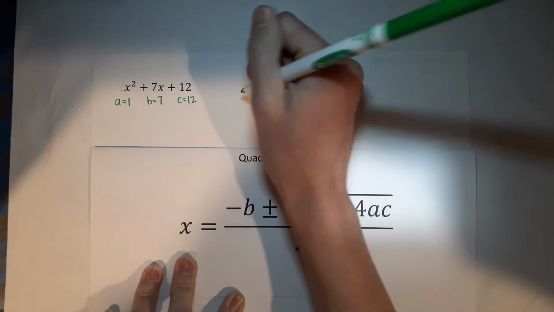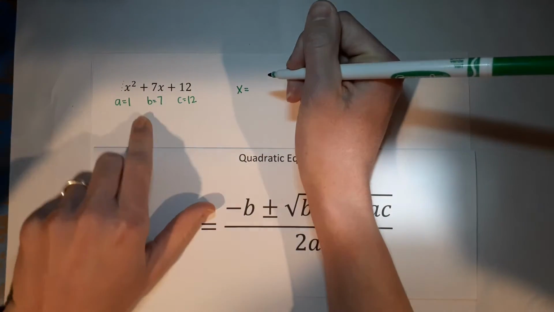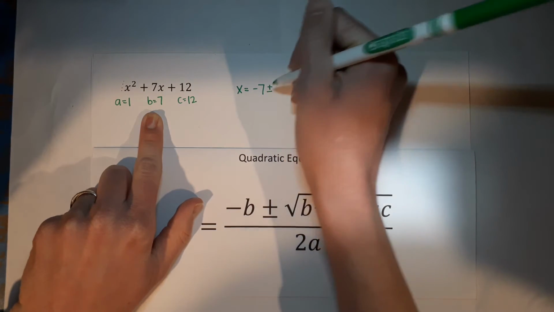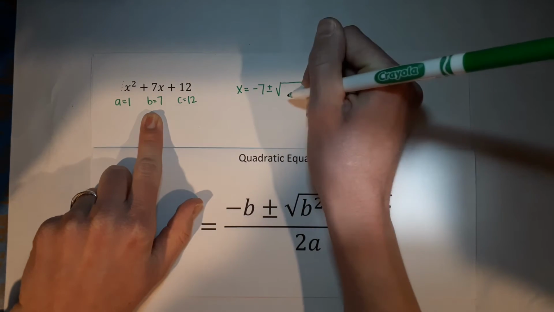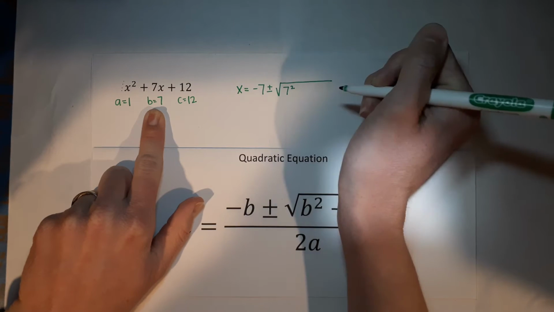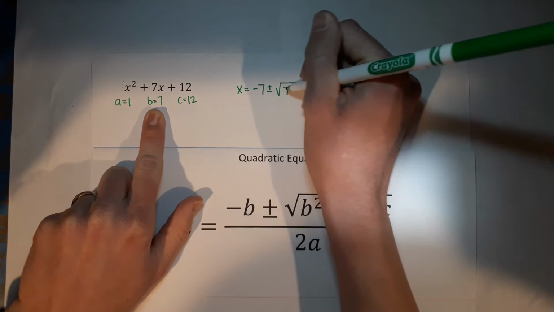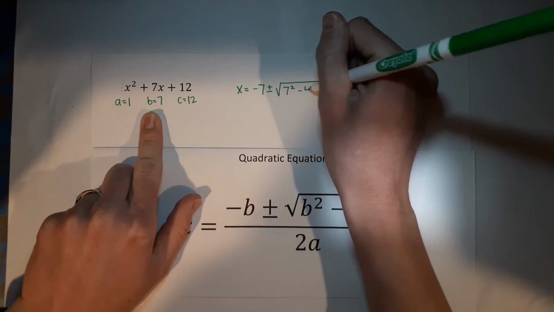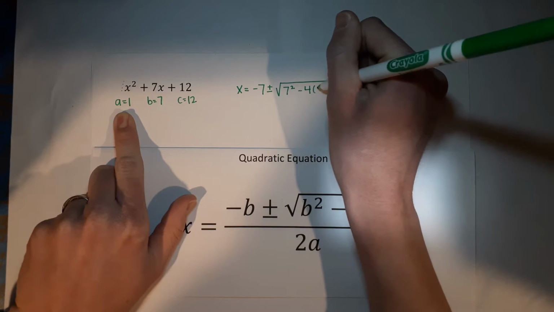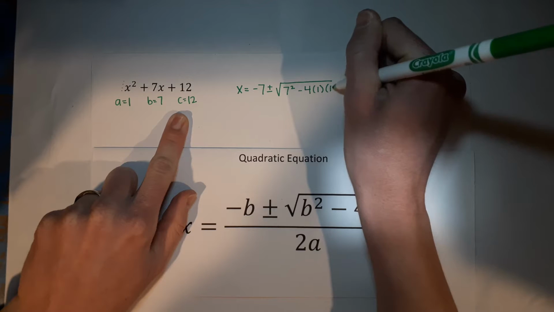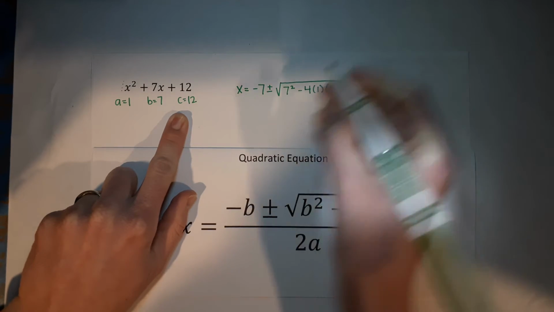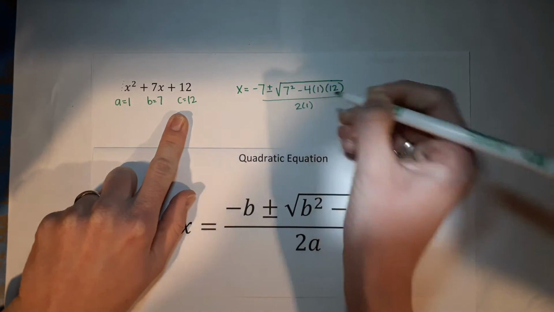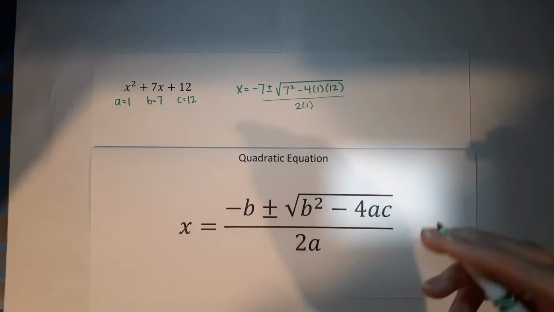So x equals negative b, so negative 7, plus or minus, don't be scared of that, the square root of b squared. Make sure if b is negative to put it in parentheses. Minus 4 times a, which is just 1, times c, all over 2a, which is 2 times 1, which is just 2. Does that look scary? Let's make it a little less scary.